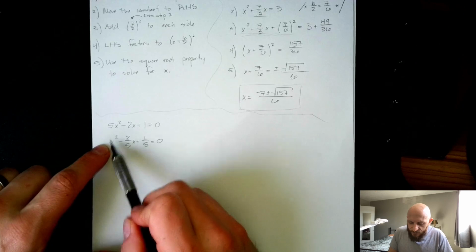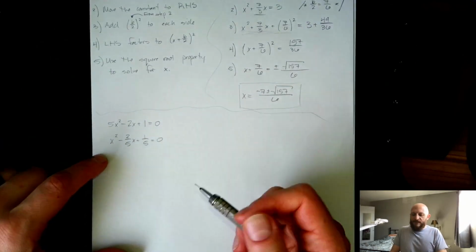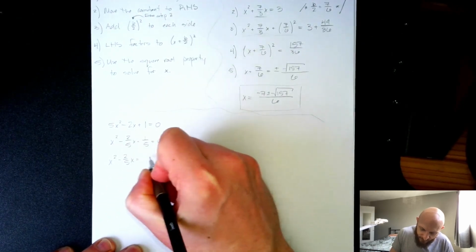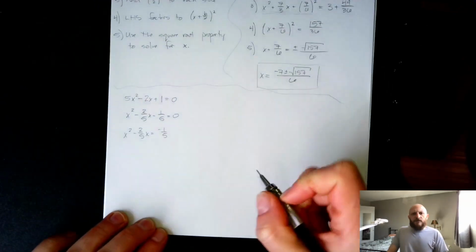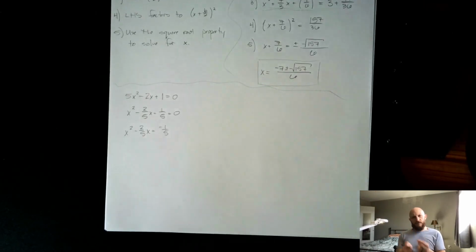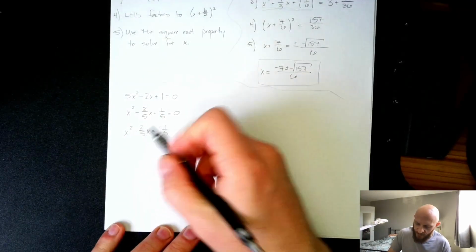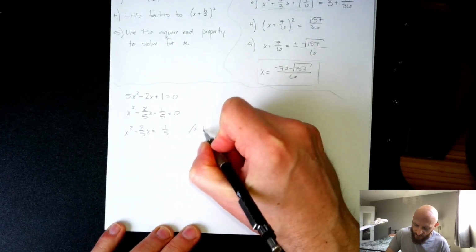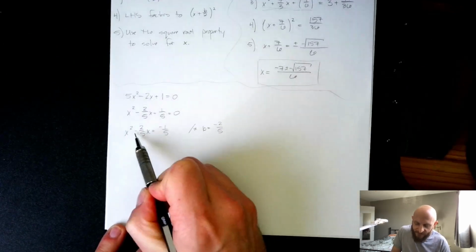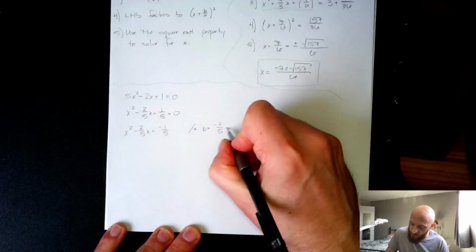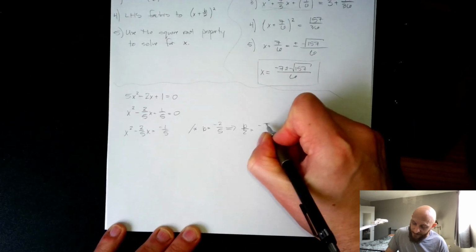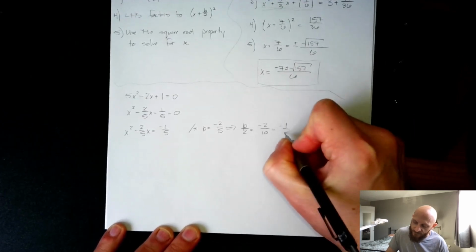All right, we've divided through by 5. The next thing is I'm going to move the constant over. So x squared minus 2/5 x equals negative 1/5. And here is where things can get a little bit tricky. At this point, my b is equal to, you've got to be careful, it's not 2/5, it's negative. B is negative 2/5, which means that b over 2 is negative 2/10, or negative 1/5.